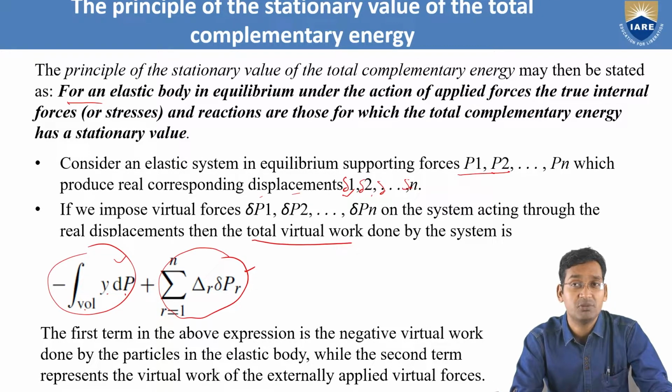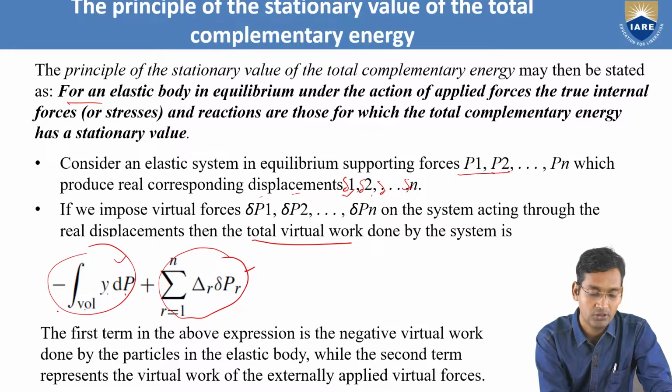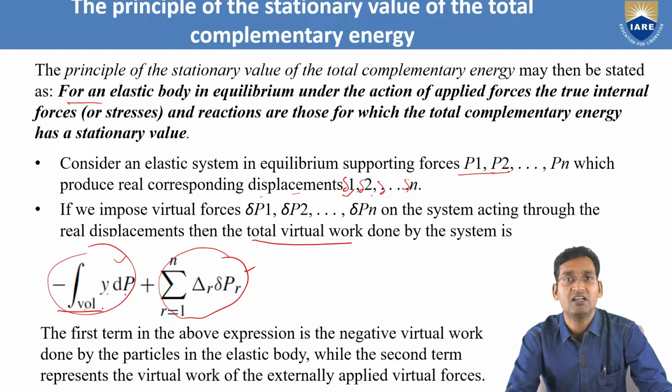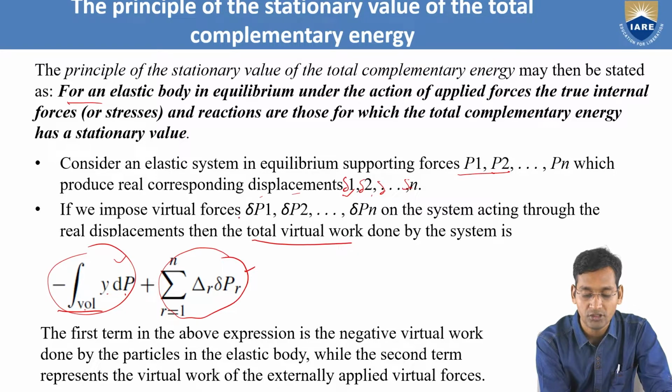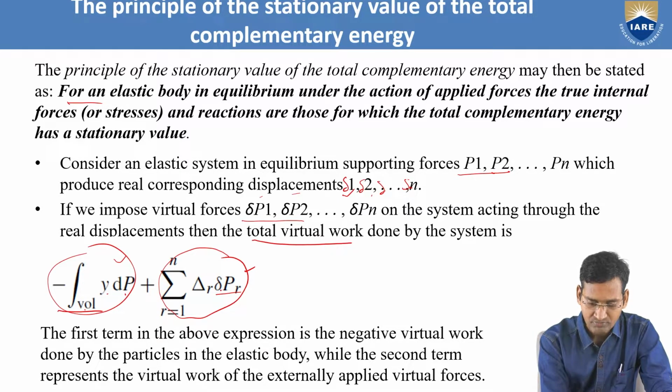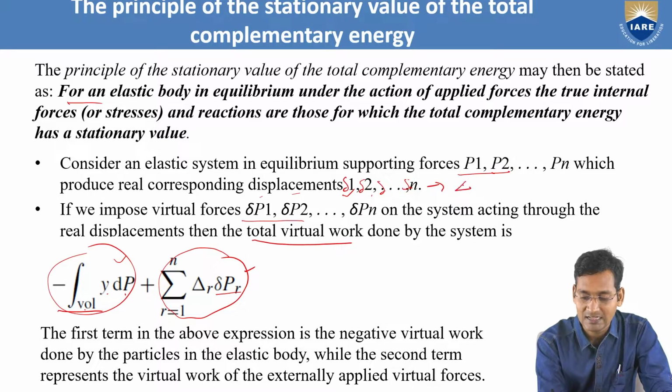The first term in the above expression is the negative virtual work done by the particles in the elastic body, while the second term represents the virtual work of the externally applied virtual forces. What we applied virtually here are delta P1, delta P2, so that is why delta PR is there. Here we can change the value of R from 1 to n, so the summation over R from 1 to n of delta R PR. As I mentioned, this is delta 1, delta 2, and so on up to delta n. Here delta 1 corresponds to P1.